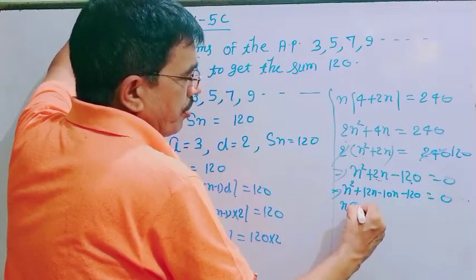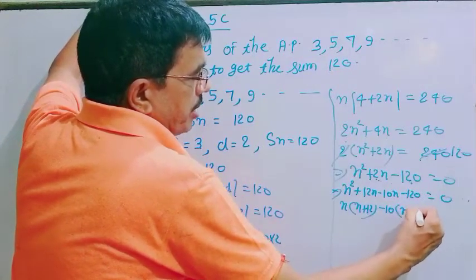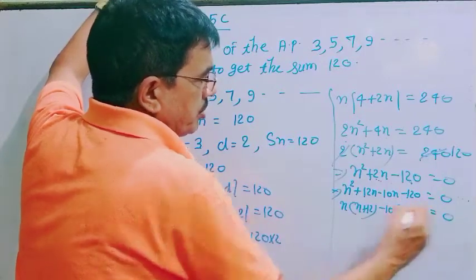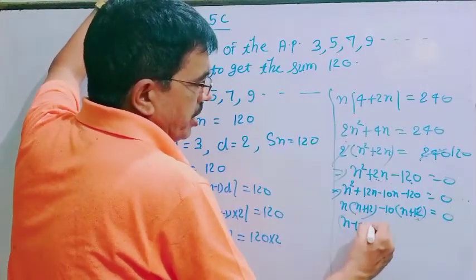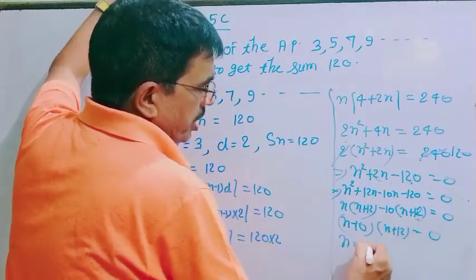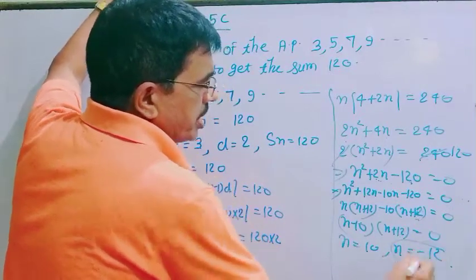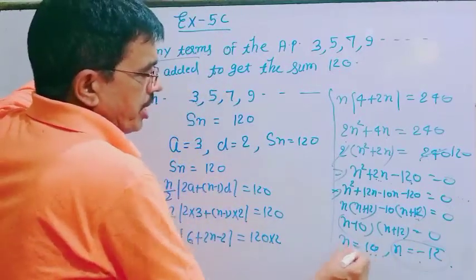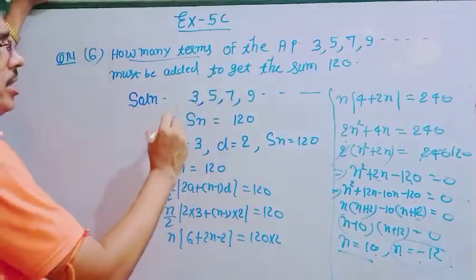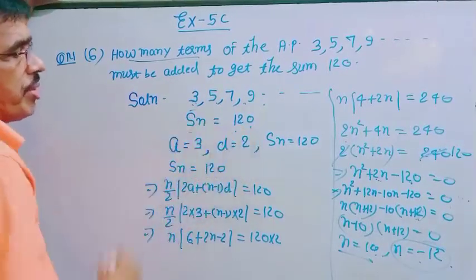Then take n as common, then n plus 12 minus 10 as common, then n plus 10, n plus 12 is equal to 0. Then n minus 10 and n plus 12 are the factors, equal to 0. So n is equal to 10 and n is equal to minus 12. It is not possible because the number of terms cannot be negative. So n is equal to 10. That means the number of terms is 10. When we add 3, 5, 7 up to 10 terms, we get the sum 120.